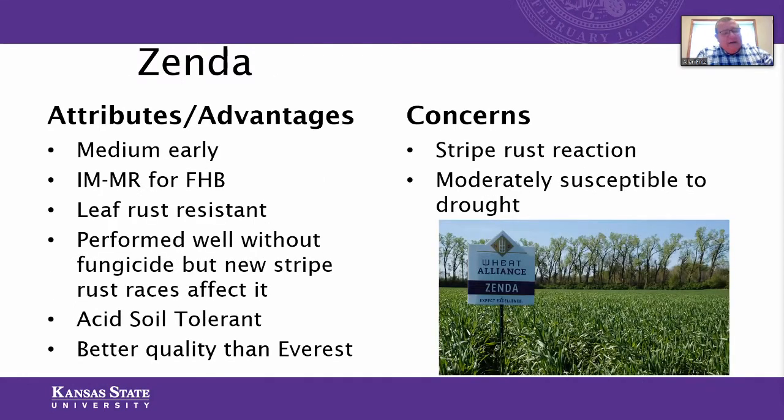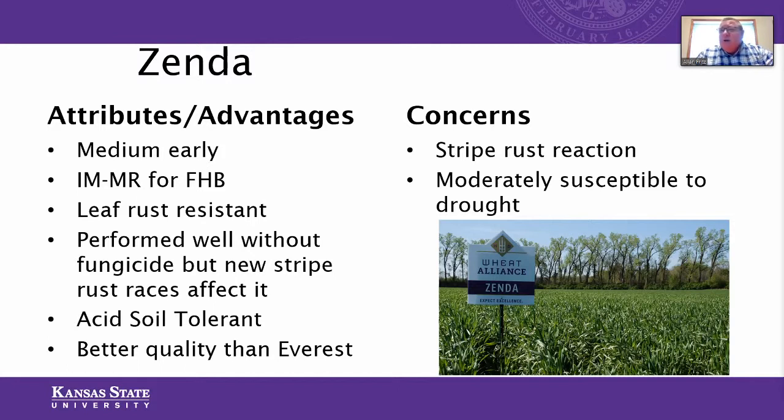The next one is Zenda. This is a variety that we've had out for a few years now. Its attributes are it's a medium early variety. Again, probably got dinged a little bit in the freeze this year. Not probably, it did. It's intermediate to moderately resistant to fusarium head blight. Very similar to Everest. If I had to separate them, I would say maybe Everest is very slightly better on fusarium than Zenda, but it's very similar fusarium resistance. It's bred from Everest, and so very similar level of fusarium resistance.